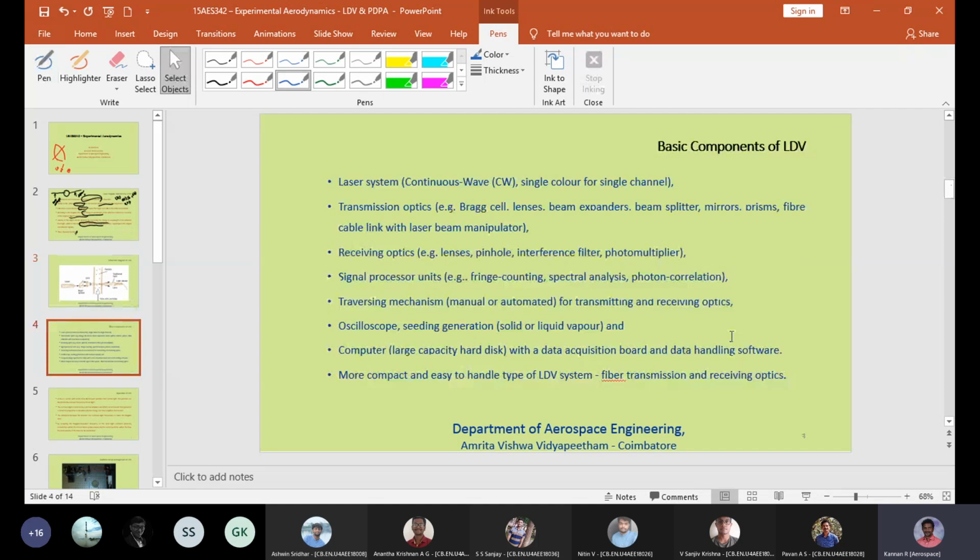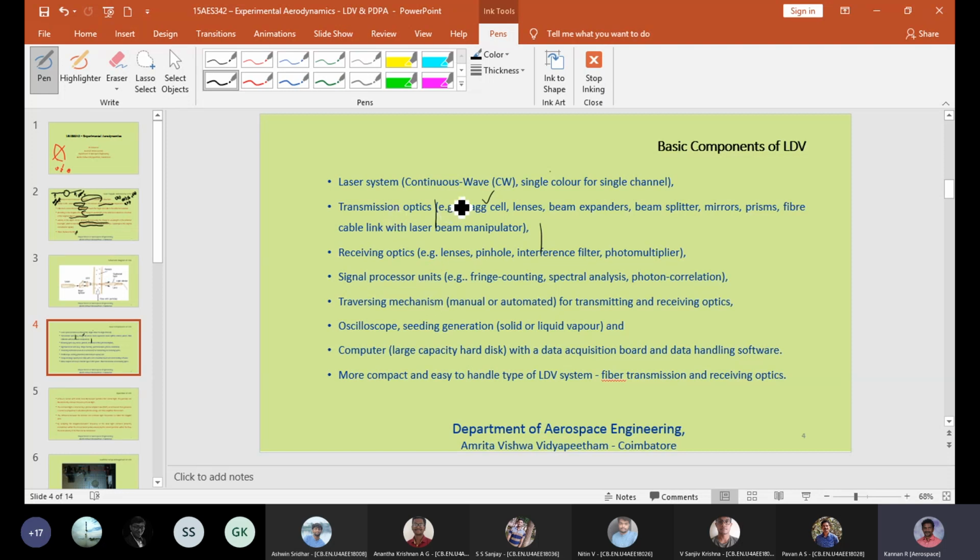So what are the basic components in your laser system that we need to know? If it is a one channel system, we need a single color laser, a continuous wave laser system, and transmission optics. What we call a Bragg cell is going to split the beam. Then lenses, beam expander, beam splitter, mirrors, prisms, and a fiber cable link with the laser beam manipulator. Everything will be there in the transmission optics, and also your receiving optics. That's going to be a lens and a pinhole, an interference filter, and a photomultiplier. These are the parts of this.